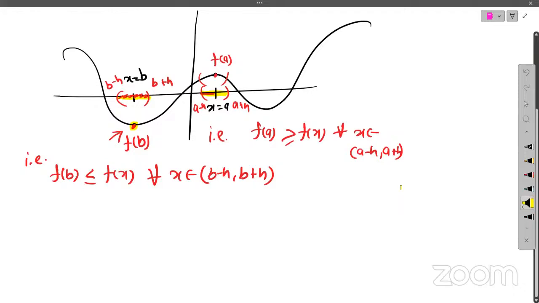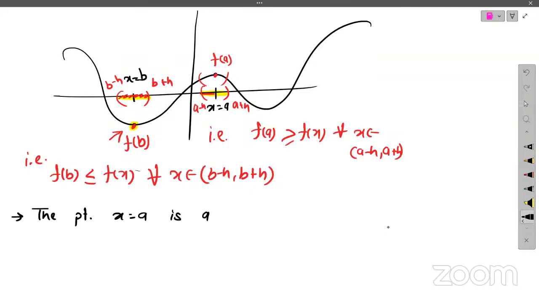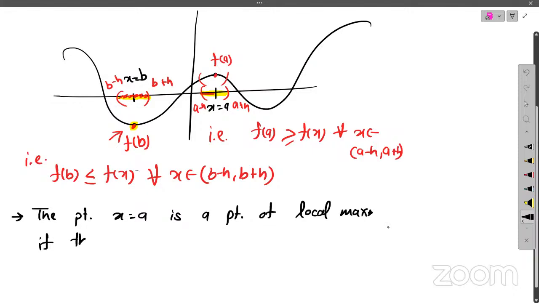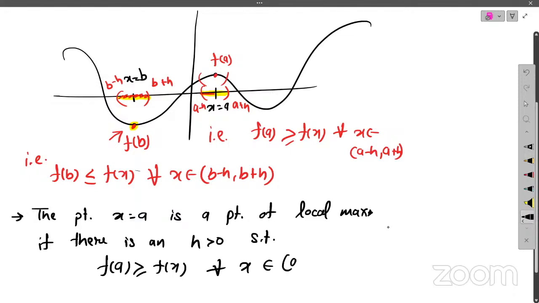So I'll give a formal definition. This is intuition, so the definition is also the same. It's known as a point of local maxima or local minima. So the point x = a is a point of local maxima if there is an h strictly greater than 0 in such a way that the value f(a) is greater than or equal to f(x) for all x belongs to the small open interval (a − h, a + h). Then it's known to be a local maximum.